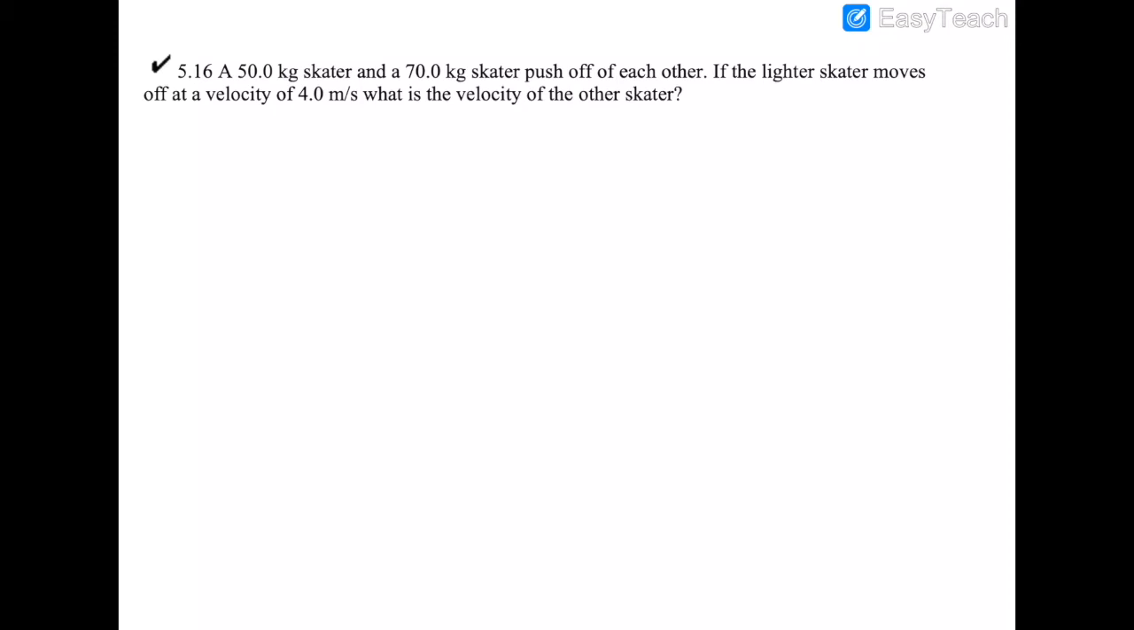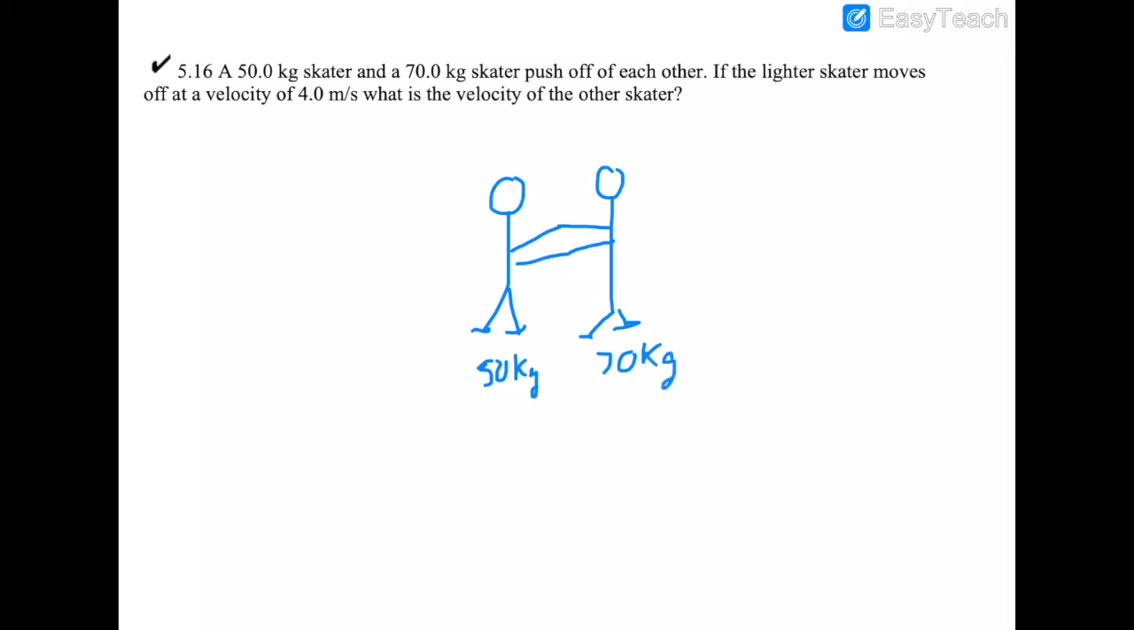So if you look at this first problem, it says there's a 50-kilogram skater and a 70-kilogram skater. Ice skating, roller skating, whatever they're doing. They're just standing there, and they push off of each other. So if we draw this, we've got skaters, and I made that person with really short legs. This is a 50-kilogram skater, and this is a 70-kilogram skater. They push off of each other, so they're obviously going in opposite directions.